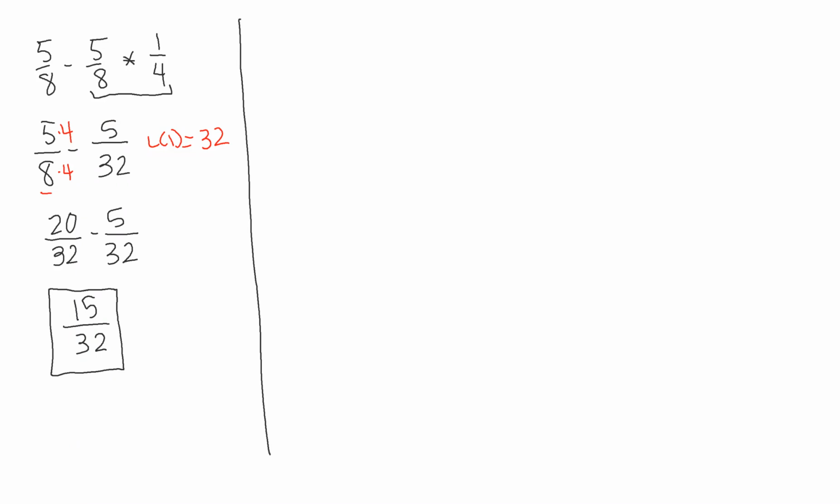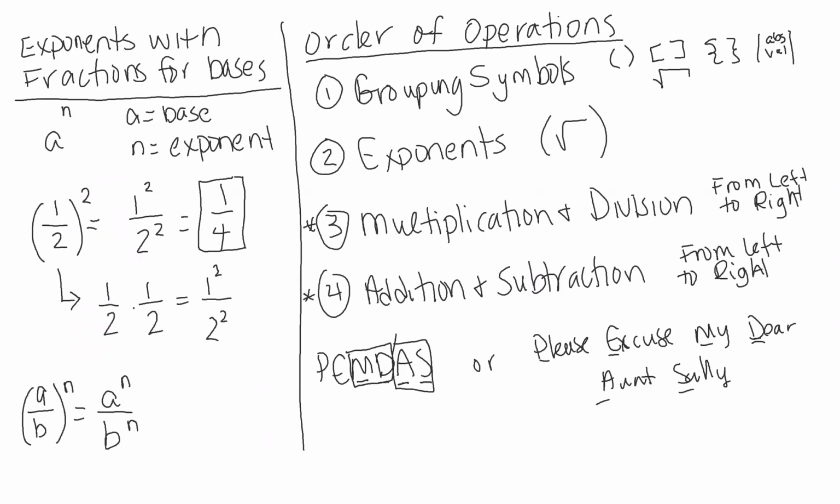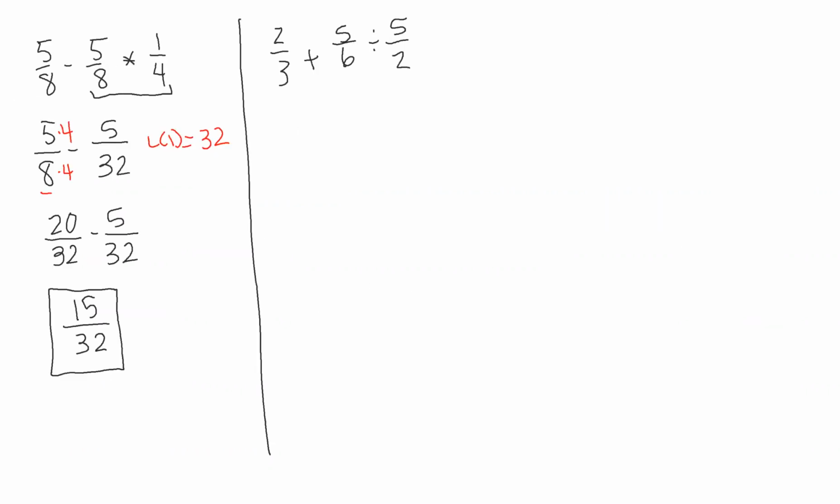All right. Let's do one with addition and division. So this time we have 2/3 plus 5 over 6 divided by 5 over 2. Okay. So according to the order of operations, again, we have to do the division before we do the addition. So we need to take care of this right here first.